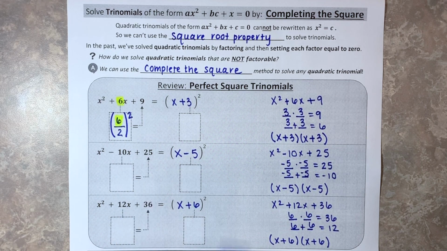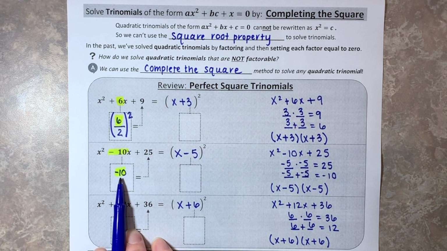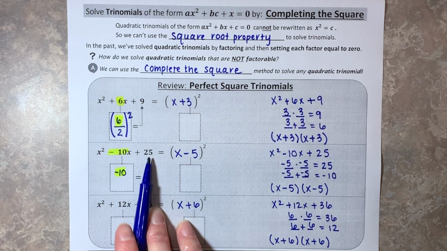Let's check these two down below. Let's first identify the coefficient of the x term, negative 10 in this case. Now, if we take negative 10, divide it by 2 and square it, we should get 25. Let's check.